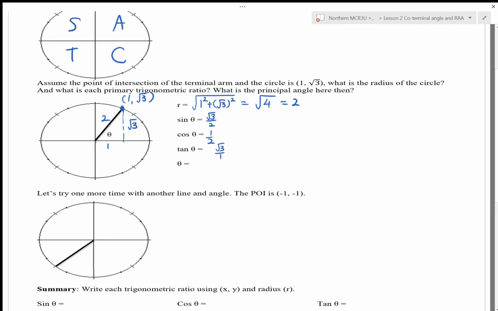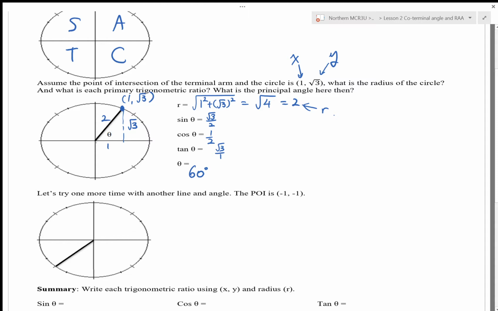Now, using your special angle table, you should know that theta in this case is 60 degrees. It's not 120 or the other angles, because 60 degrees is the only angle that gives all three ratios with these values. Hopefully you notice that the square root of 3 is the y value, the 1 is the x value, and the 2, at the bottom, is the r value.